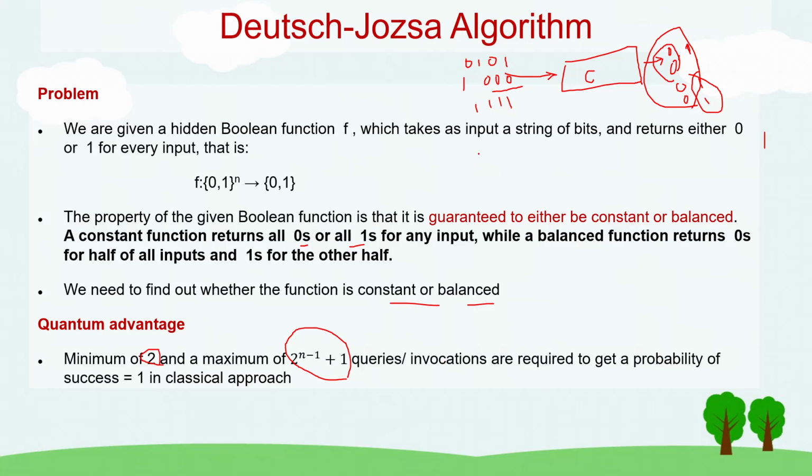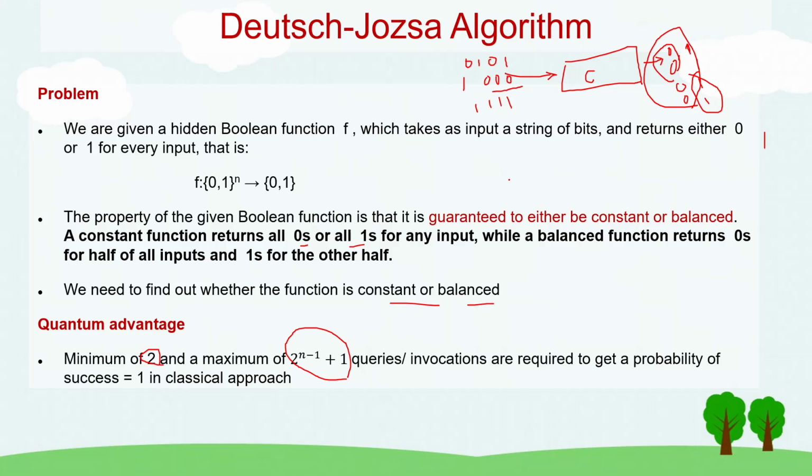If you're lucky, you may guess sometimes even before that. You don't have to wait for 9 times. Suppose you have 100 input data, you should do 51. Suppose I have 10, I should do 6. Got it? That is the classical approach.